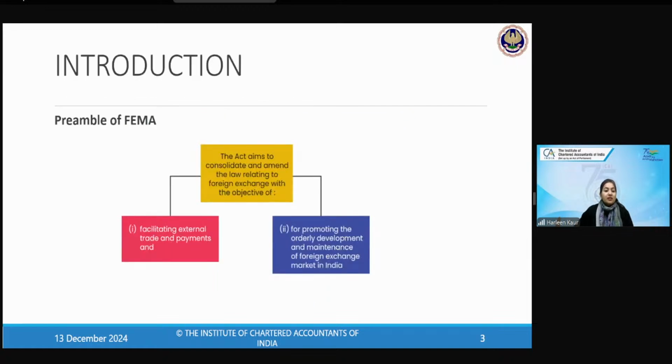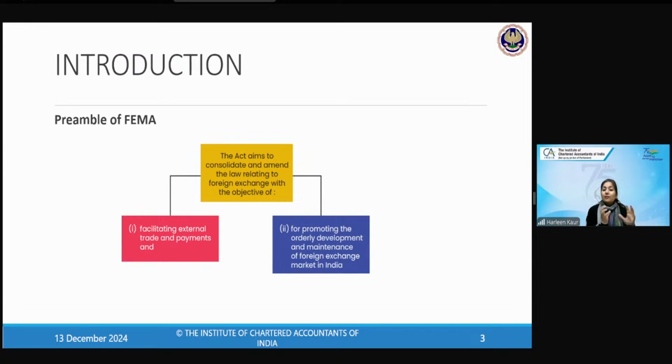The preamble of FEMA says that it applies to consolidate and amend the law relating to foreign exchange with the objective of facilitating external trade and promoting the development and maintenance of foreign exchange market in India. So why has FEMA been made? Before FEMA, we had FERA, that is Foreign Exchange Regulations Act. But now it has been completely replaced by FEMA, that is Foreign Exchange Management Act.